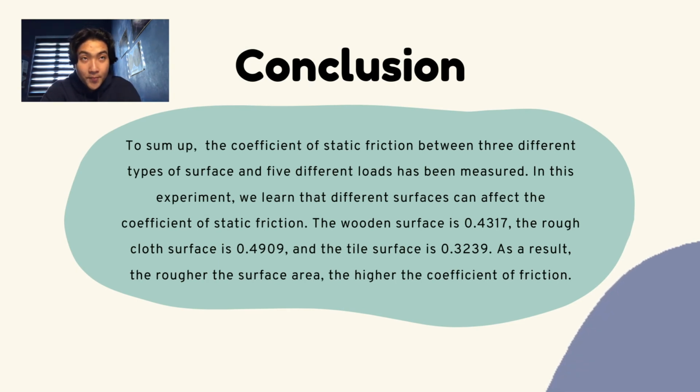For the conclusion, to sum up, the coefficient of static friction between three different types of surface and five different loads has been measured. In the experiment, we learned that different surfaces can affect the coefficient of static friction. The wooden surface is 0.4317, the rough cloth surface is 0.4909, and the tile surface is 0.3239. As a result, the rougher the surface area, the higher the coefficient of friction.